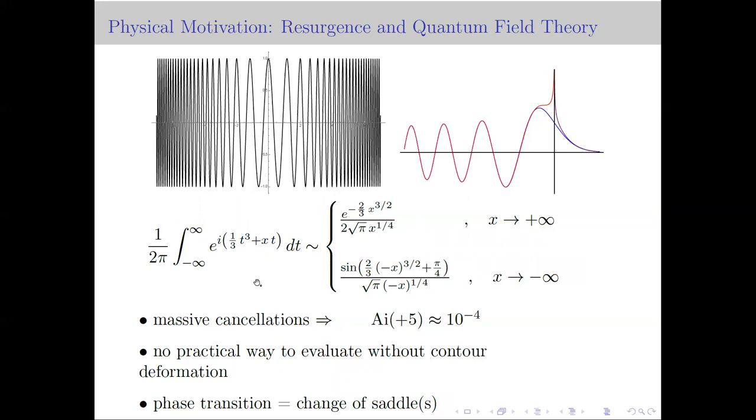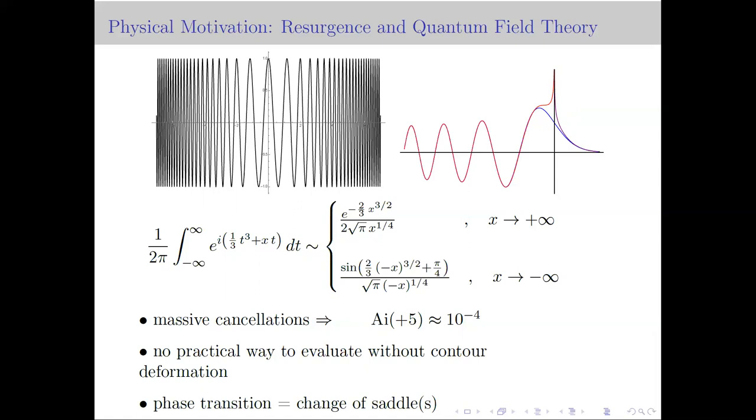For example, when x is about 5, somewhere here, and you try to evaluate this, there have to be massive cancellations to get the answer of the order 10 to the minus 4. So it's clearly a completely hopeless task to try and discretize this in any way and calculate an integral like this numerically. Of course, we all know the answer.